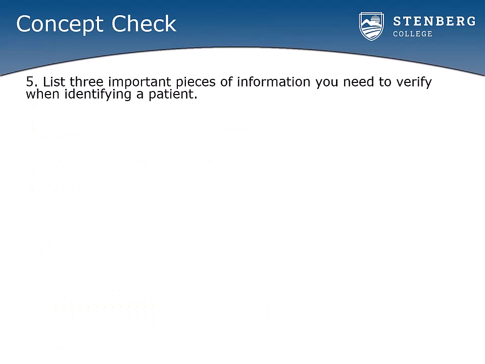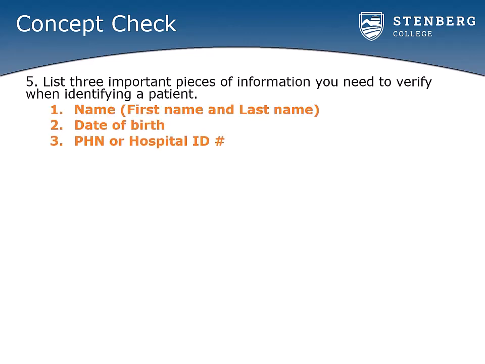Question 5. List 3 important pieces of information you need to verify when identifying a patient. The answer is 1. The patient must spell their first and last name. 2. The patient must state their date of birth. And 3. You need to compare the PHN or hospital ID number to the requisition.